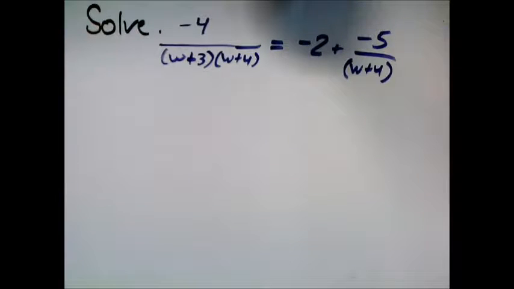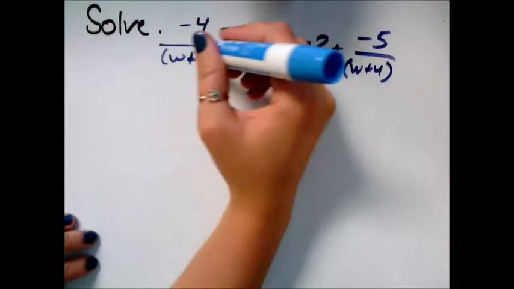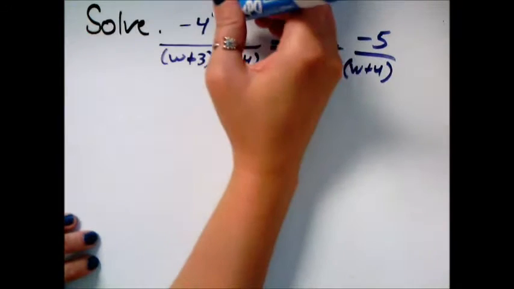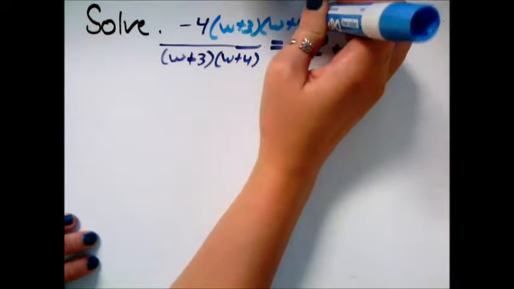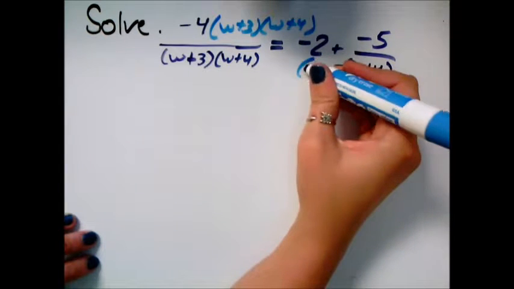Here we're going to look at solving a rational equation. And so if I look at my denominators, because I want to see if I can get rid of all the fractions, it looks like the LCD has to have a w plus 3 and a w plus 4. So every single thing is going to get multiplied by this, including the negative 2.